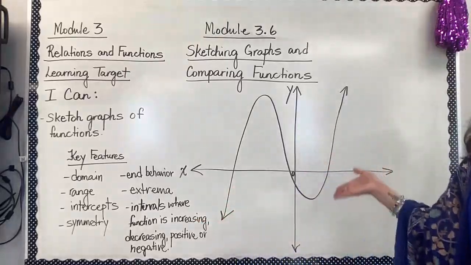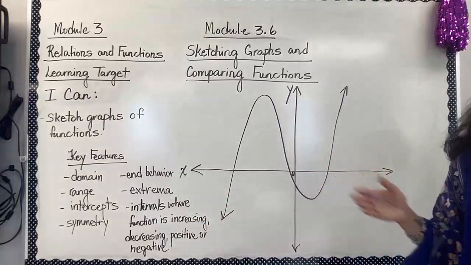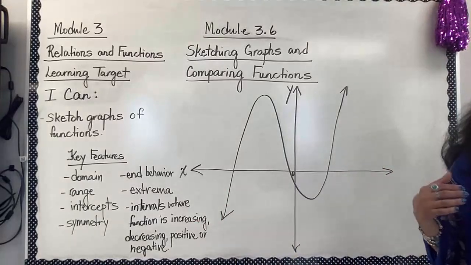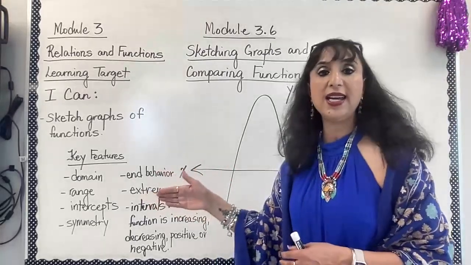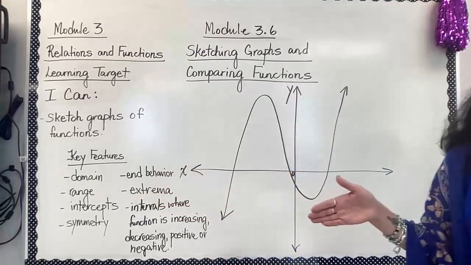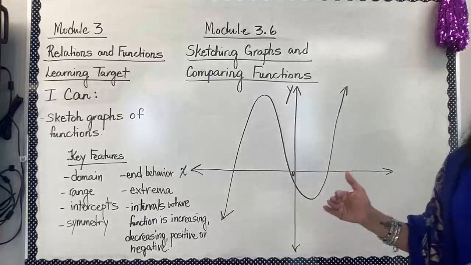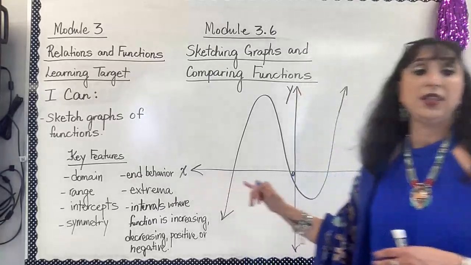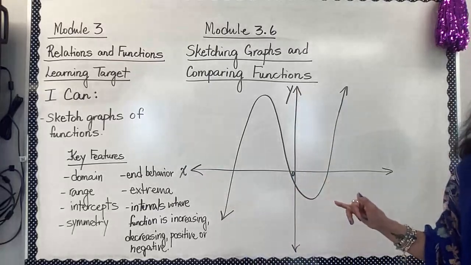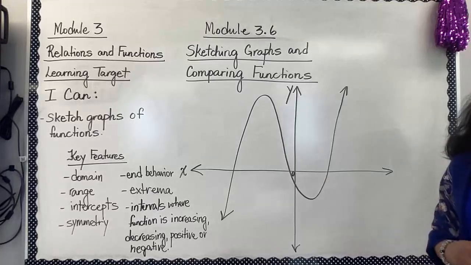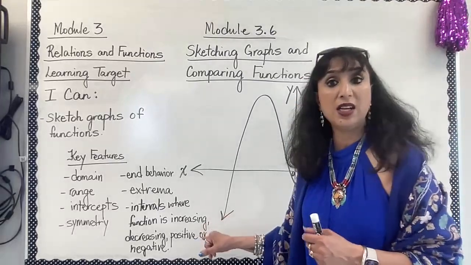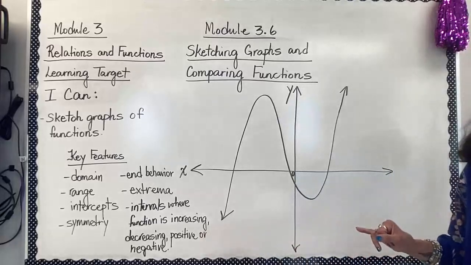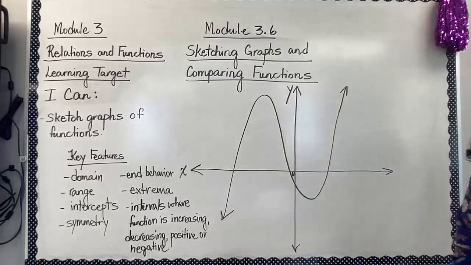Here's a graph, and you can sketch the graph of a function using its key features, knowing the domain, the range, intercepts, lines of symmetry. We should know the symmetry, the end behavior, the extrema of a function, as well as the intervals where the function is increasing, decreasing, positive, or negative.